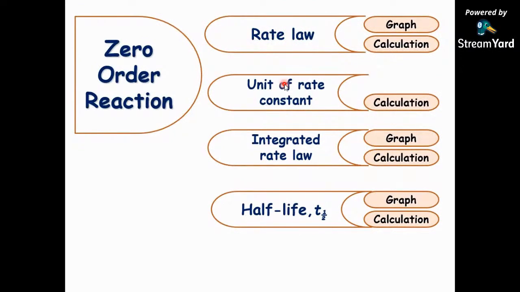Now, there are four parts you need to know for each order of the reaction. You should know the rate law, graph and calculation; unit of rate constant and calculation; integrated rate law, graph and calculation; and half-life, graph and calculation for zero, first and second order. Over here, calculation, calculation, calculation. The concept of calculation, I keep on saying to my students: start with the formula, correct substitution, final answer with correct unit.